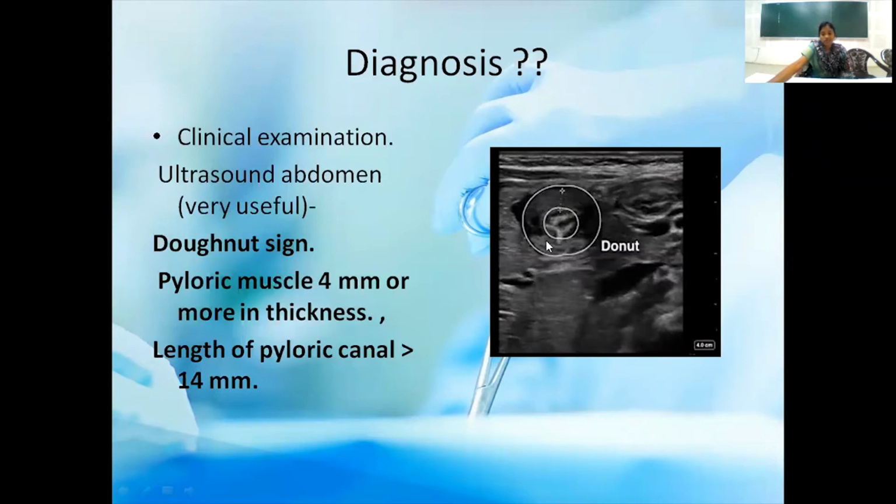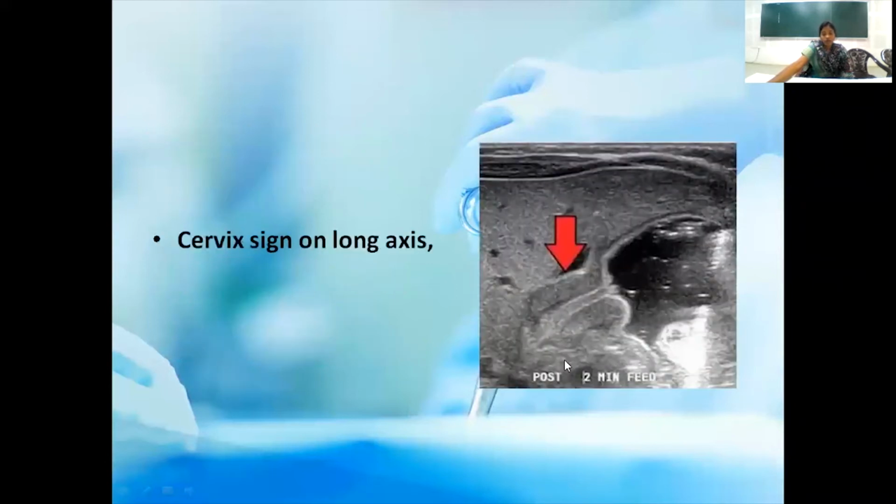ring-shaped structure seen at the pylorus region, and the pyloric muscle thickness will be 4 mm or more, and the length of the pyloric canal will be more than 14 mm. I once again repeat, on ultrasound you see the doughnut sign, that is the ring-shaped sign, on the cross section, and you see the cervix sign on the long axis. See, this is the hypertrophic pylorus and this is the lumen of the pylorus.